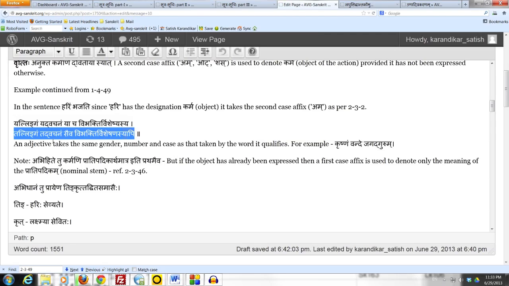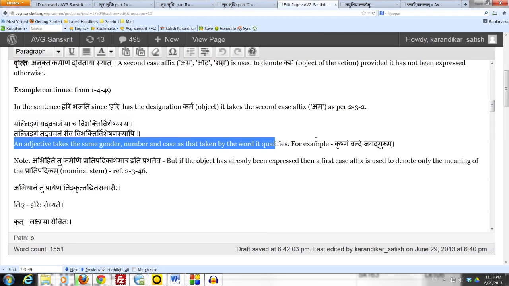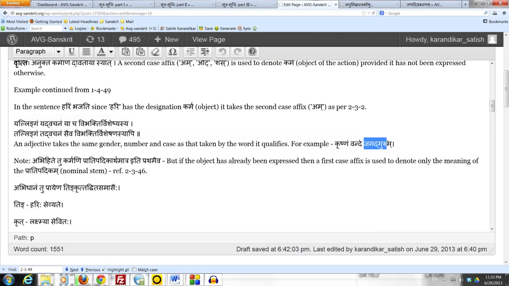So for example, Krishnam Vande Jagadgurum. Jagadgurum is qualifying Krishnam, and Krishna is the object of the salutation, is the object of Vande, so it takes Dvitiya Vibhakti. So the adjective Jagadgurum takes the same gender, number, case as the term that it qualifies. So Jagadgurum also takes Dvitiya Ekavachanam, Pullinge.